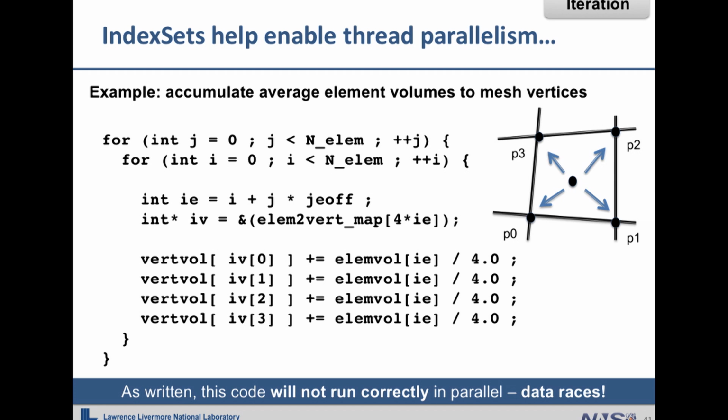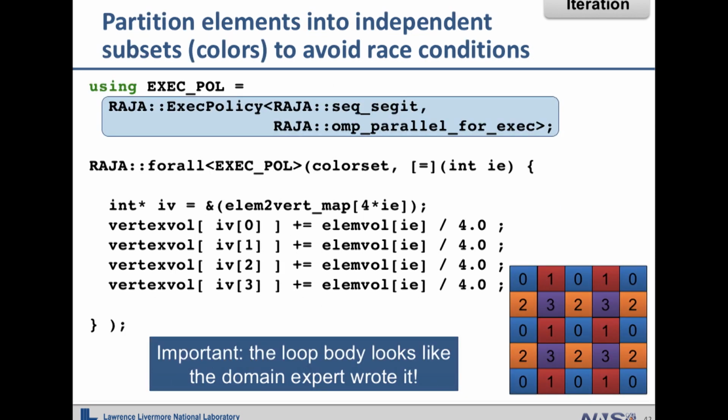So if you have something like this where you're accumulating these element volumes onto mesh vertices, right? If you just run that in parallel, you're not going to be guaranteed that that's going to execute correctly, right? There's going to be conflicts. But you can partition all the different elements into independent subsets, which would be independent segments based on a coloring algorithm. And then you can iterate over the different colors sequentially, and then each element of the same color, you can actually run that in parallel. So in this case, for each color you have the sequential loop, and then you have the OpenMP parallel for over the indices in one color. So those are going to be running in parallel. The loop body still looks exactly like how the domain expert would write it, but now it's able to execute safely in parallel.